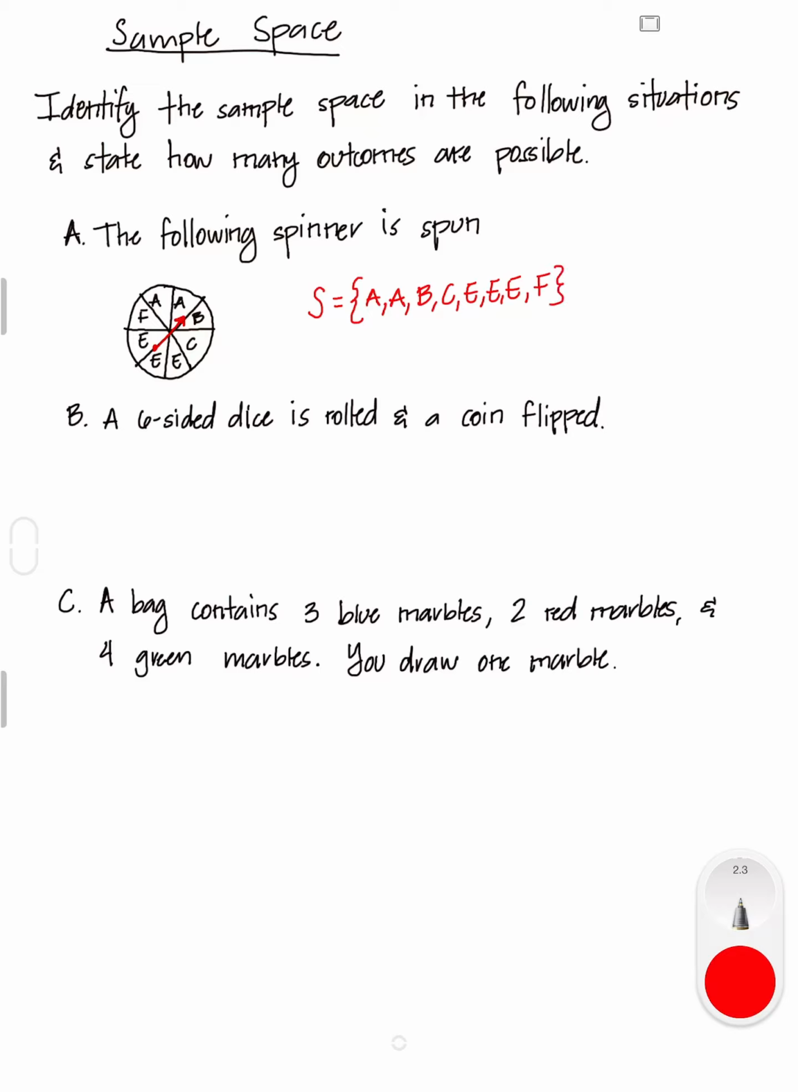So we have 1, 2, 3, 4, 5, 6, 7, 8 different outcomes, right? So we're going to put the number of elements in the sample space. We can put n of S equals 8. So again, this is 8 outcomes in the sample space.